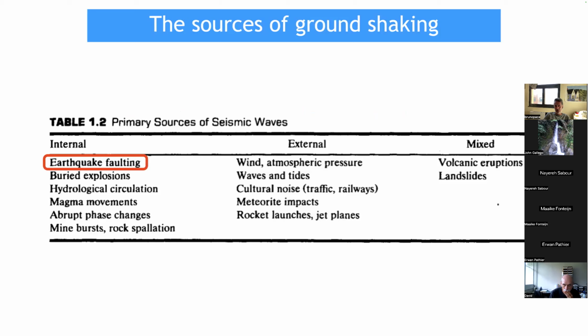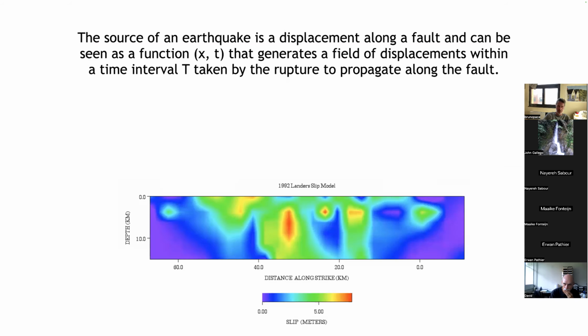We know that the source of ground shaking at a site can be related not only to earthquake faulting, but also to other primary sources, than external mixed. But we are interested mainly in earthquake faulting because it is also the source of the most important ground shaking, and also because it is the most complicated to evaluate.